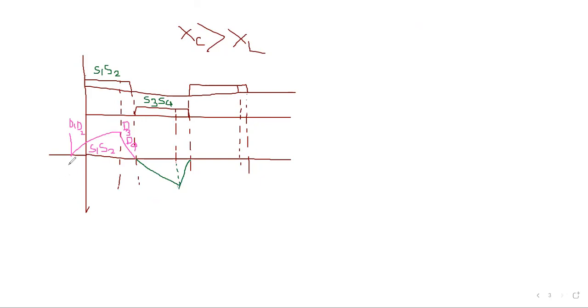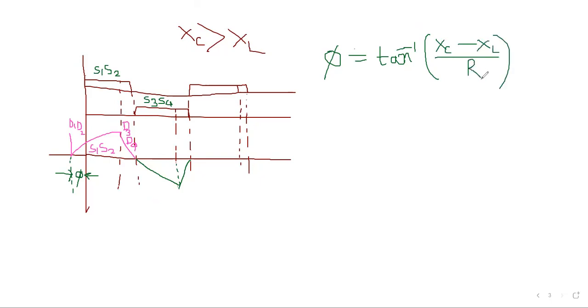Now this phase difference, because of the capacitive portion, the phase difference is this. This phase difference is actually the phi. This is the phi. And that phi is equal to tan inverse of XC minus XL by R, since XC is greater. Okay.